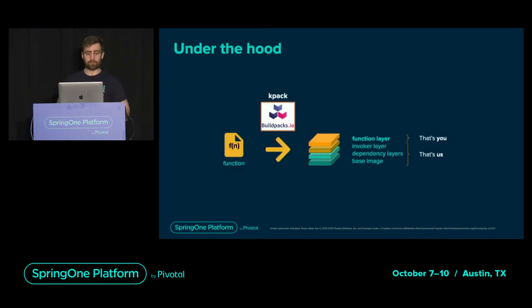But if we dive a bit more into the details of what's going on, actually Riff recently switched to Kpac, which is a cloud-native buildpack implementation for Kubernetes. There was a session earlier this afternoon about that, but if you missed it, I will try to give you the gist of what it does.